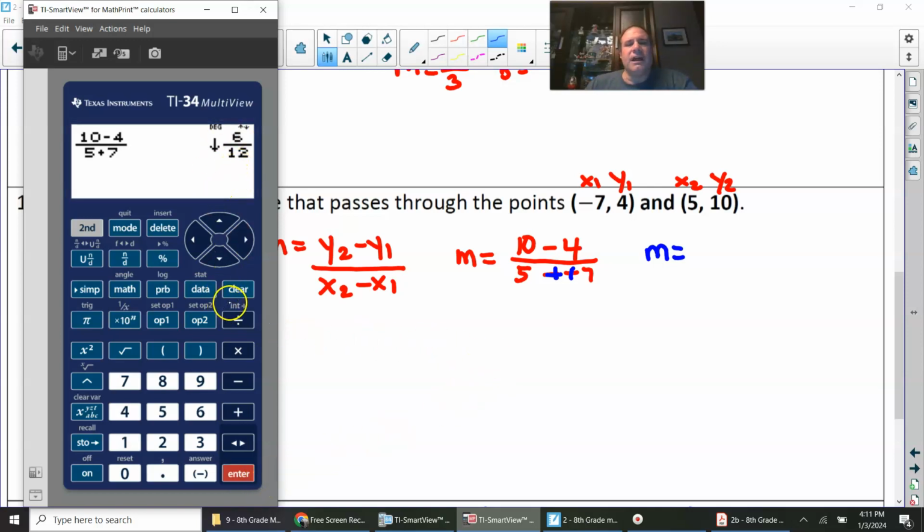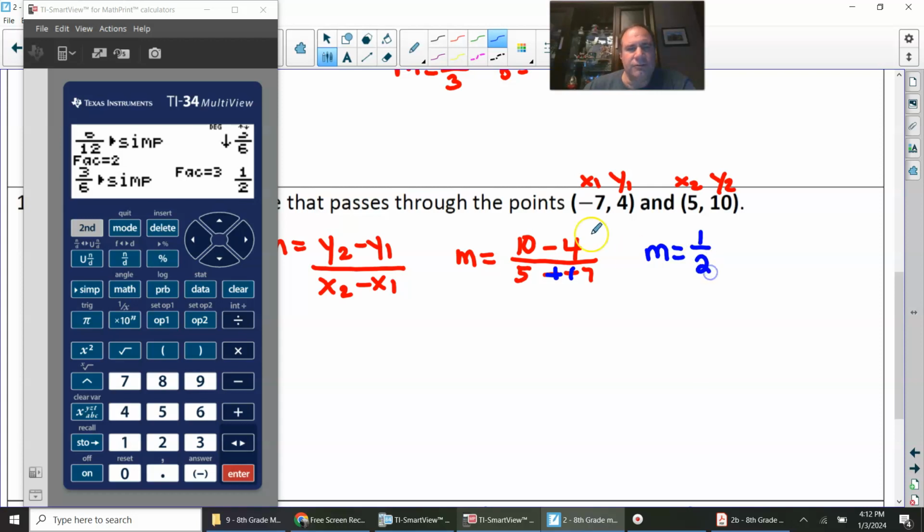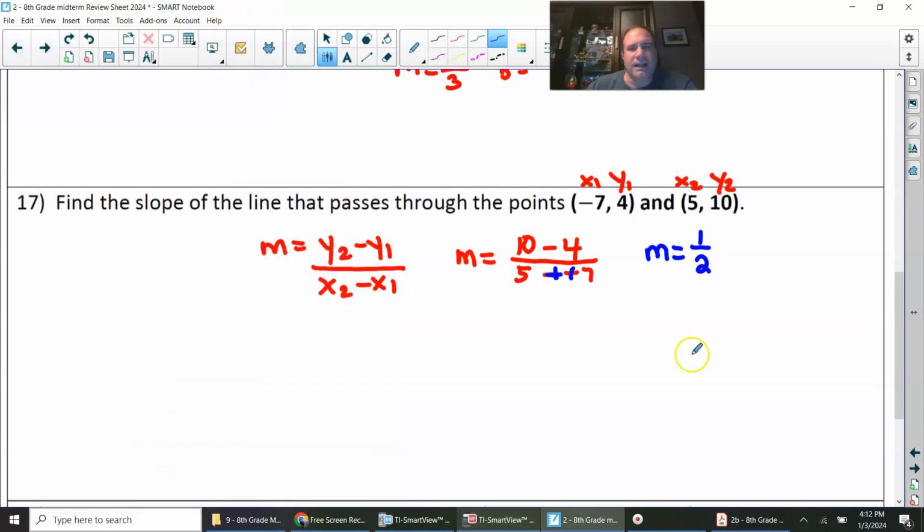So you're not going to put 6/12. You see this arrow? That means you need to press the simplify button. 3/6, you need to press the simplify button. 1/2. So the slope is 1/2, and you are finished with that question.